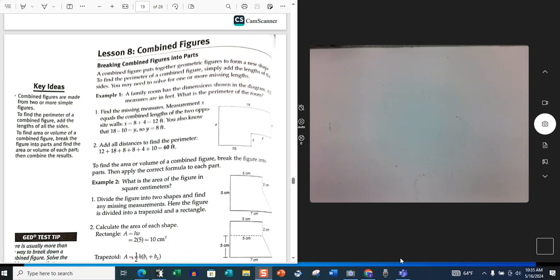A combined figure puts together geometric figures to form a new shape. To find the perimeter of a combined figure, simply add the lengths of the sides. You may need to solve for one or more missing lengths.